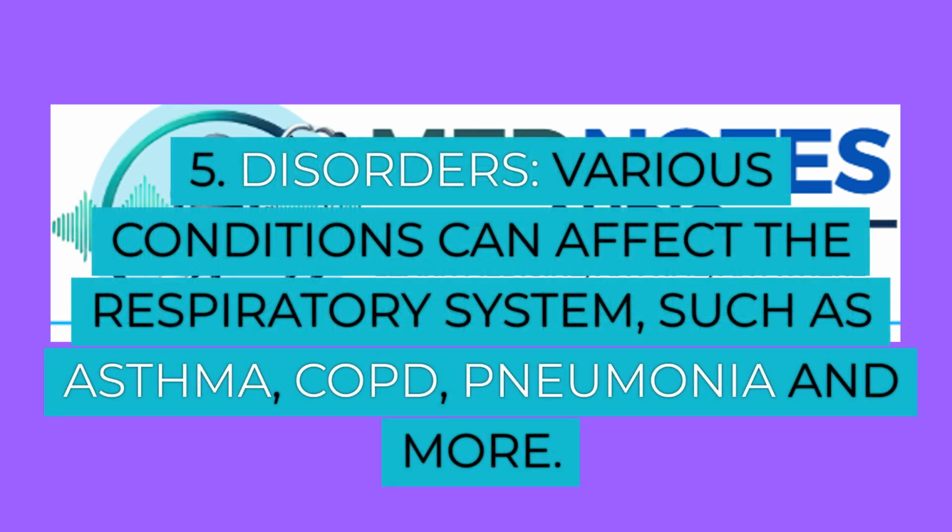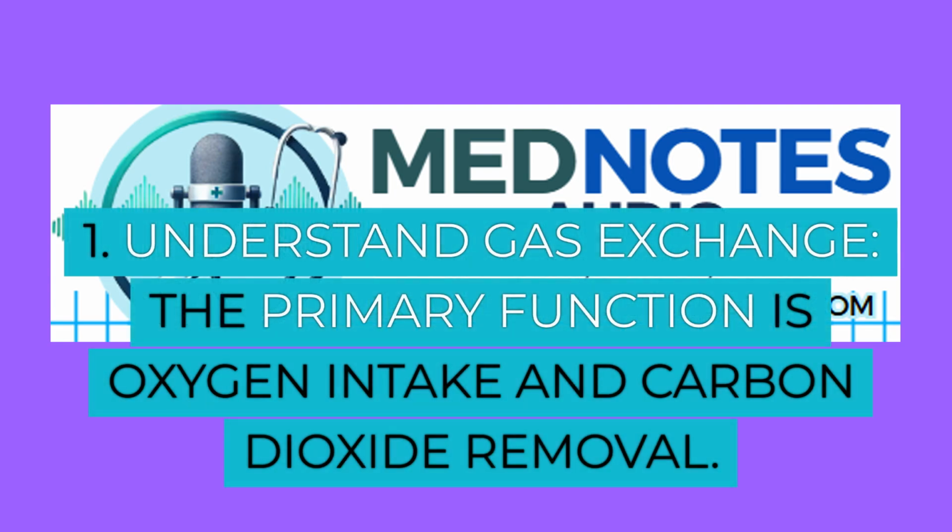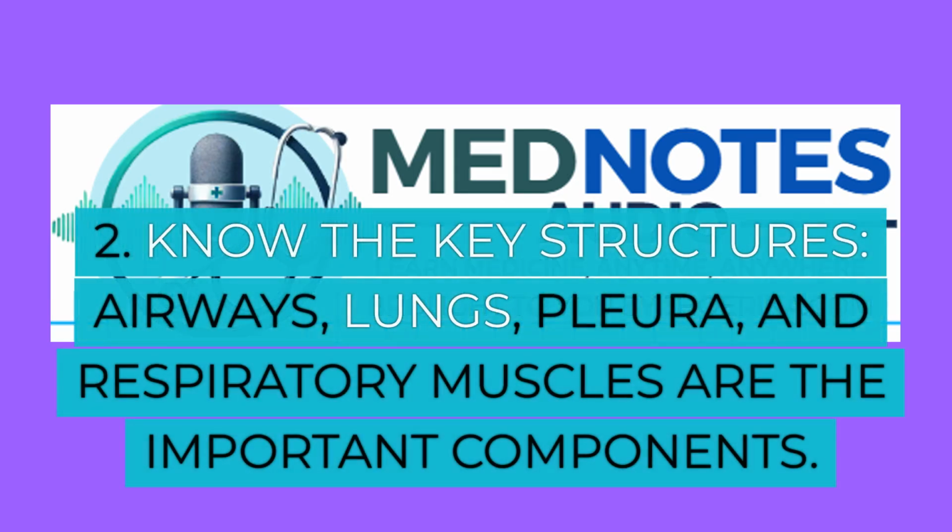5. Disorders. Various conditions can affect the respiratory system, such as asthma, COPD, pneumonia, and more. Professor Hammer's advice for learning the respiratory system. 1. Understand gas exchange. The primary function is oxygen intake and carbon dioxide removal. 2. Know the key structures. Airways, lungs, pleura, and respiratory muscles are the important components.